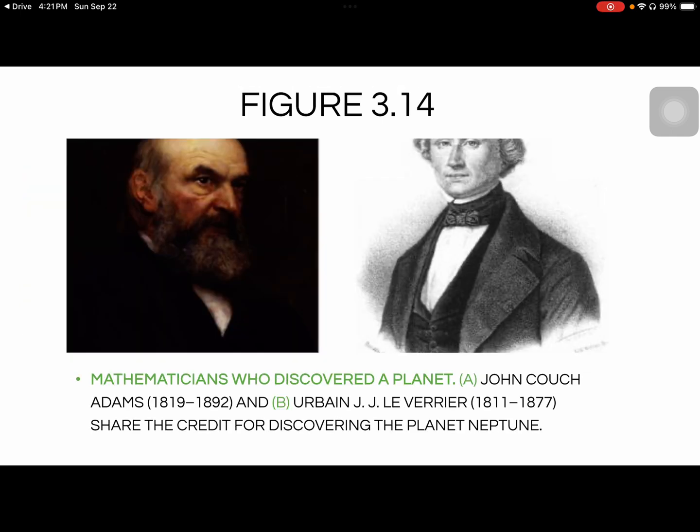Okay, and then the mathematicians who discovered a planet, John Couch Adams and Urbain J.J. Le Verrier, share the credit for discovering the planet Neptune. They both worked together on that, or more like John had the first idea, and then Le Verrier came in later to try and finalize and clean up his data about Neptune. Obviously, it was so far away we couldn't use telescopes to see it, but we had theorized that it was there.